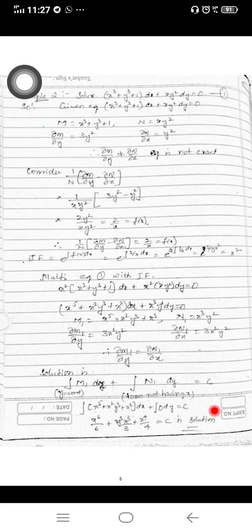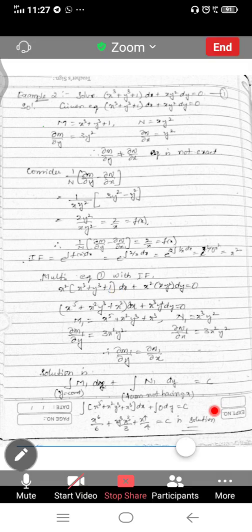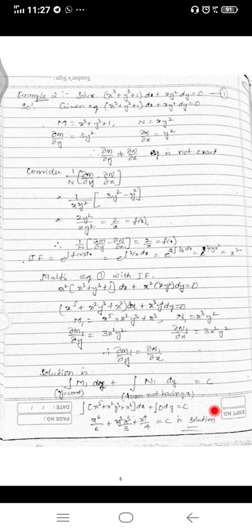Again, we will see one more problem based on this method 3, example 2. Here the problem is given as: solve the differential equation (x cube plus y cube plus 1) dx plus xy square dy equal to 0. The given equation we are taking as equation 1.